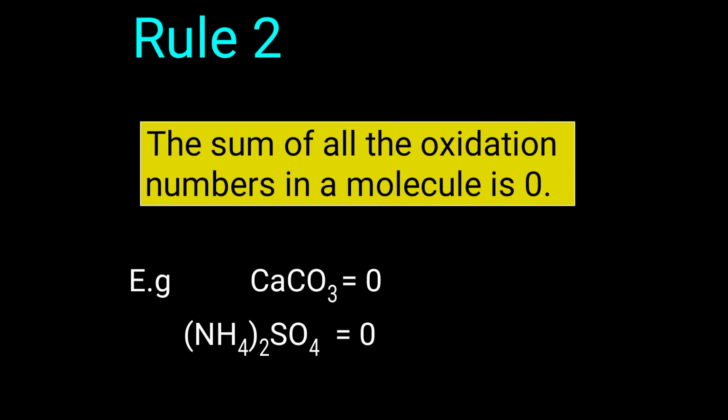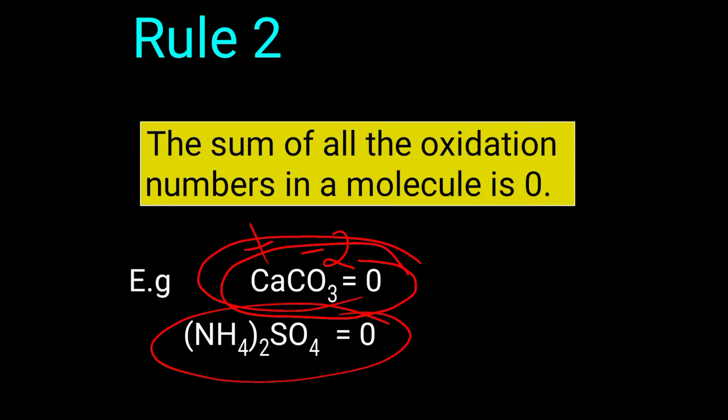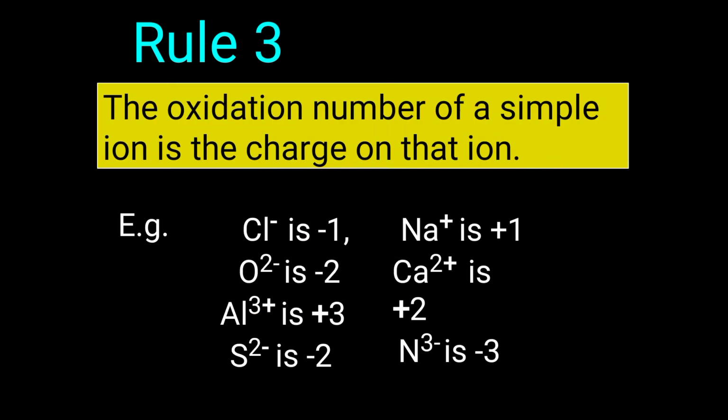Rule 2: the sum of all the oxidation numbers in a molecule is 0. If we consider a molecule and add up the oxidation states of all its elements, we should get 0. The total of the oxidation numbers is equal to 0. This is rule 2.